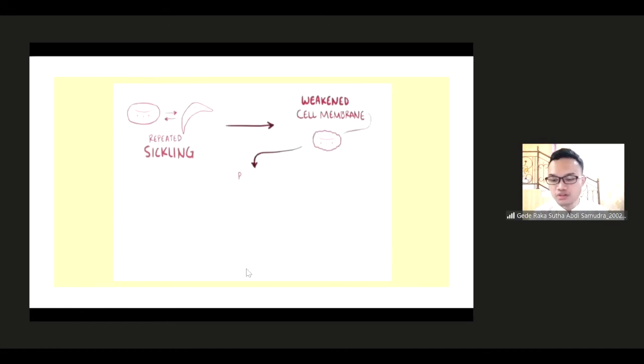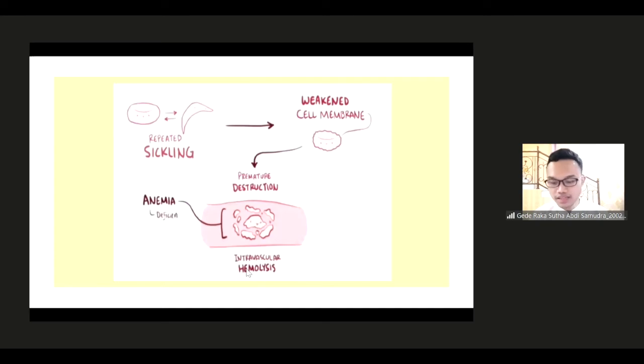Repeated sickling of blood cells damages the cell membranes and promotes premature destruction. Since this happens within the vasculature, it is called intravascular hemolysis. This destruction of red blood cells not only leads to anemia, which is a deficiency in red blood cells or loss of the normal levels of hemoglobin, but also means a lot of hemoglobin spilling out.